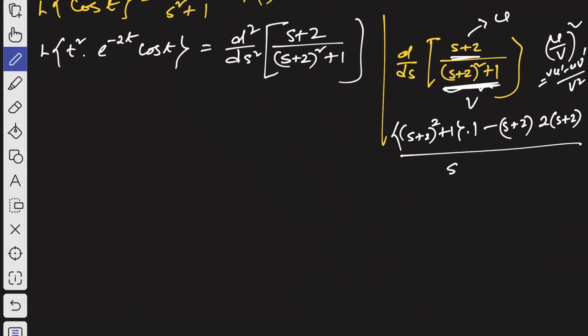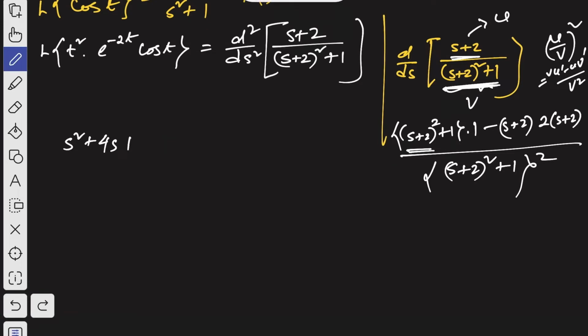So then the denominator is the square: (s plus 2) whole square plus 1, again whole square. That's what we will get. Now let us simplify this. If you simplify, s plus 2 whole square gives s square plus 4s plus 4, and plus 1 we have here, so directly we can write plus 5 instead of 4.